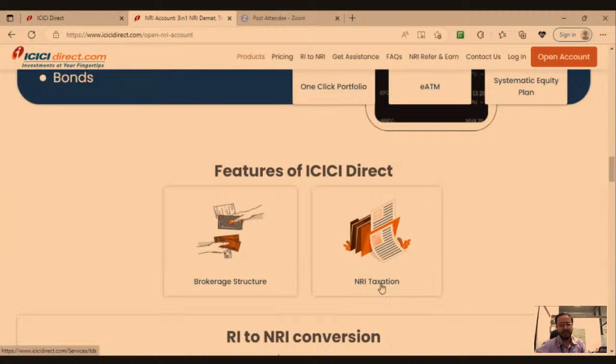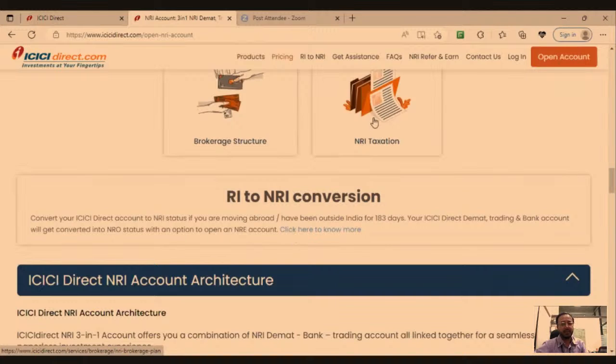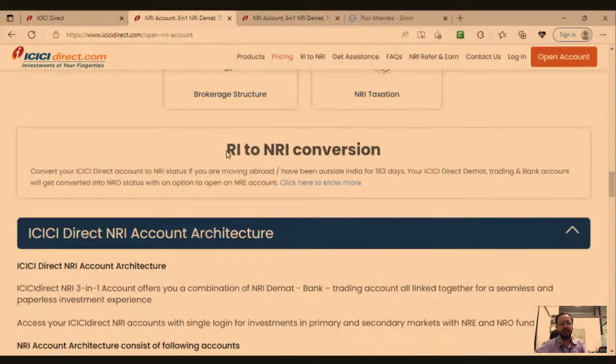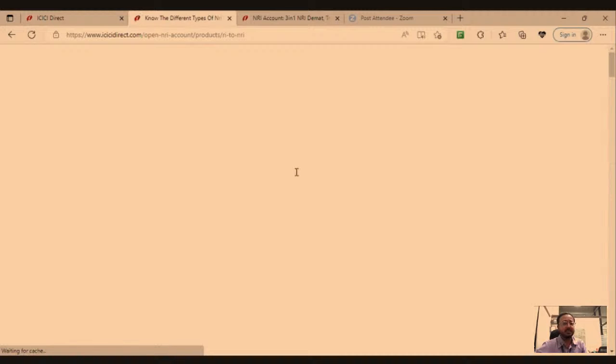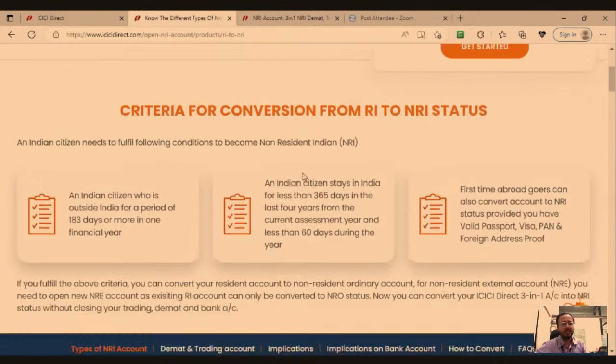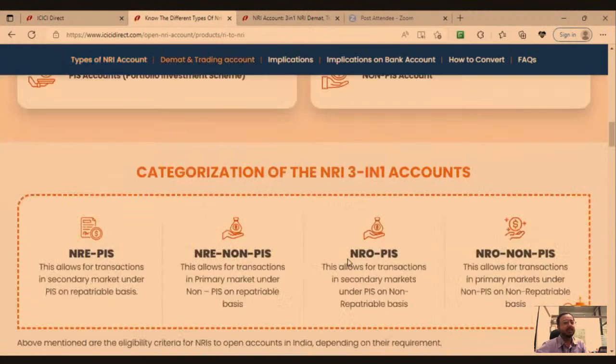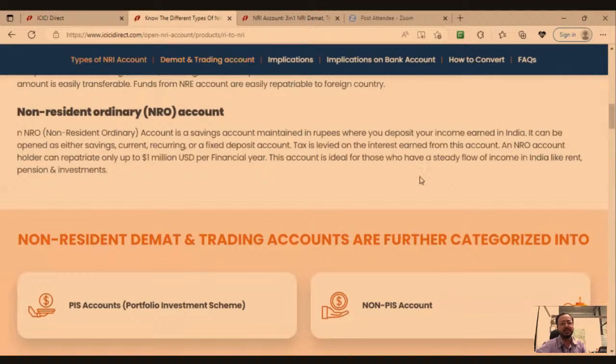You can get taxation related details. You can get details on our brokerage structure. These are all clickable links. You can click and get redirected to another page out here. And if at all you had converted your account from resident to non-resident, there is a whole dedicated page for this as well. You can get all your queries answered out here. What are the types of bank accounts that you have, what is PIS, what is non-PIS. You can go through all these details.